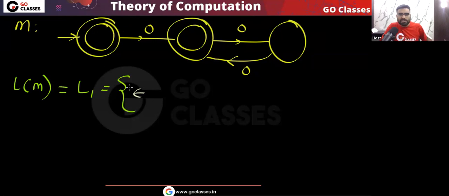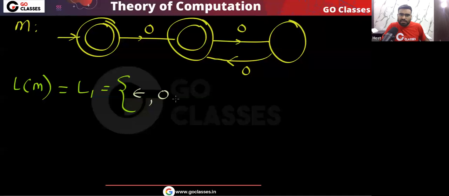So tell me what is the language. The question says that LM, the language of this machine, is L1. So tell me what is the language L1. You can see the empty string is accepted because the initial state is final. In any DFA, the empty string is accepted if and only if the initial state is a final state, as we have already seen in our lectures. So the empty string is accepted.